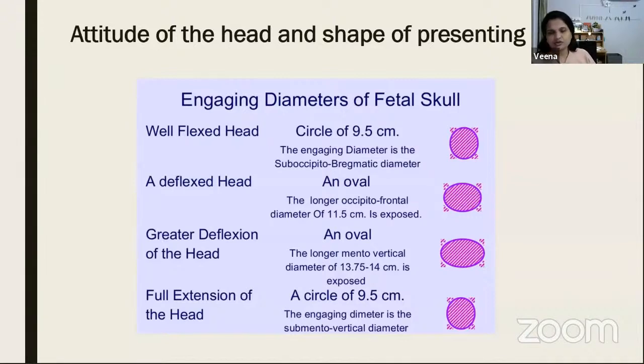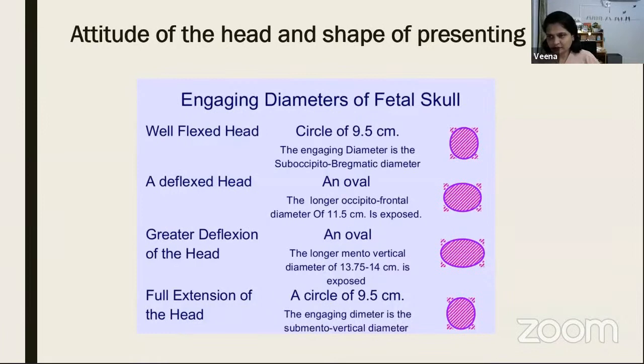LOT, left occipital transverse, where the head will enter like this. This is your pelvis, so left side and occipital. Can you see this? This is how the head will enter, transversely into the pelvis. That's the most common because, if you have to go through a tunnel, which one do you prefer? Your diameter is around 10 centimeters, and the tunnel's diameter is 10, or 11, or 12. Which one will you prefer?